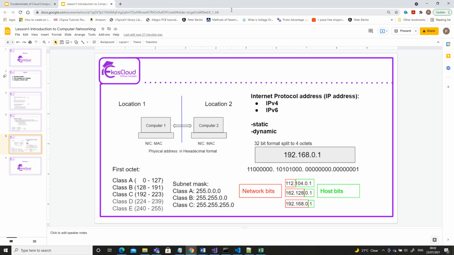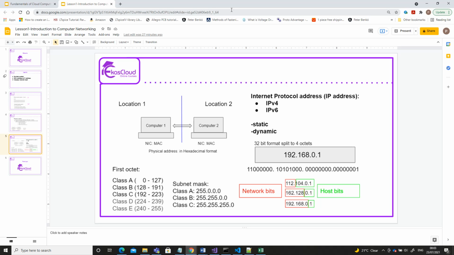Now, the Internet Protocol address can be static or dynamic. The static one you cannot change, while the dynamic Internet Protocol address can be changed while the communication is established between two or more computers.